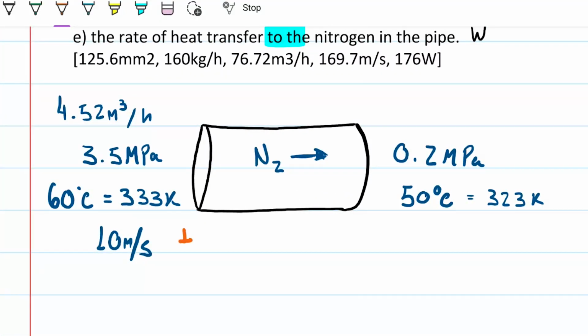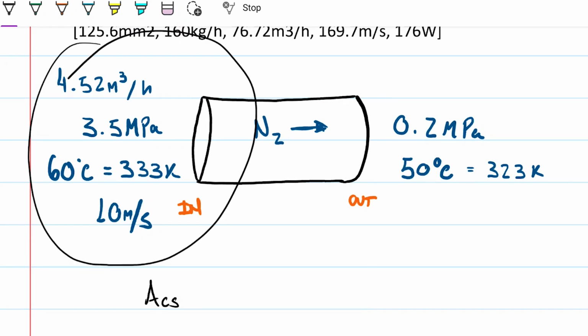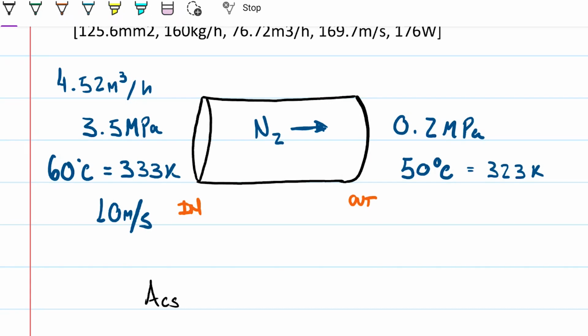This is the inlet over here. This is the outlet over here. I wrote down the properties that we were given. I'm going to start with the idea that the cross-sectional area is, like I said, going to be the same on the inlet or the outlet, so it doesn't matter. I'm going to use the properties of the inlet because I have more properties there to calculate it.